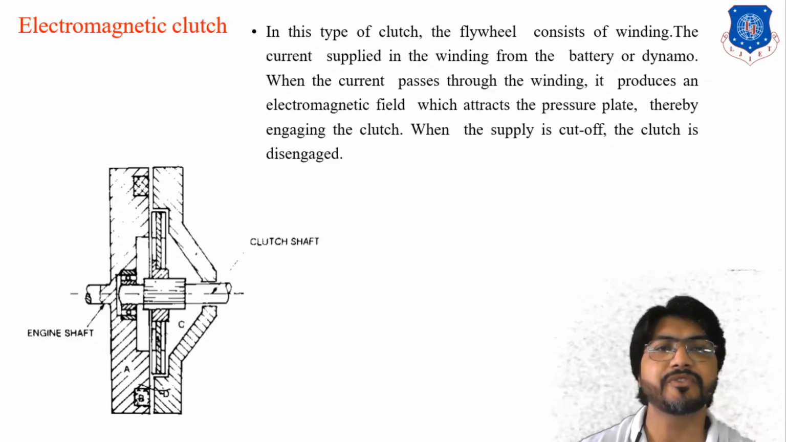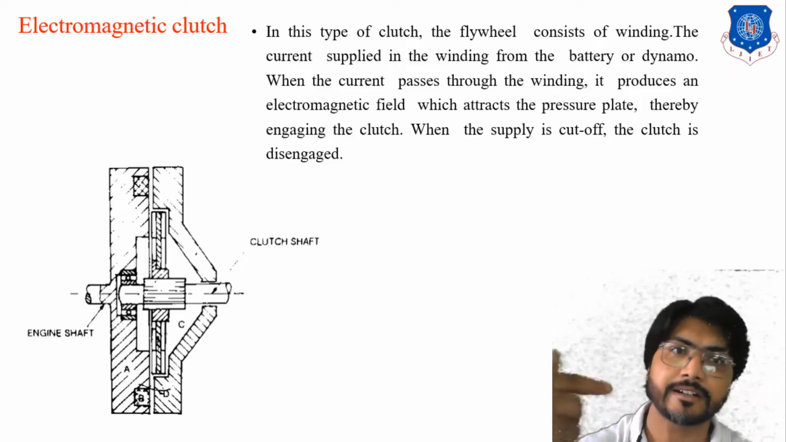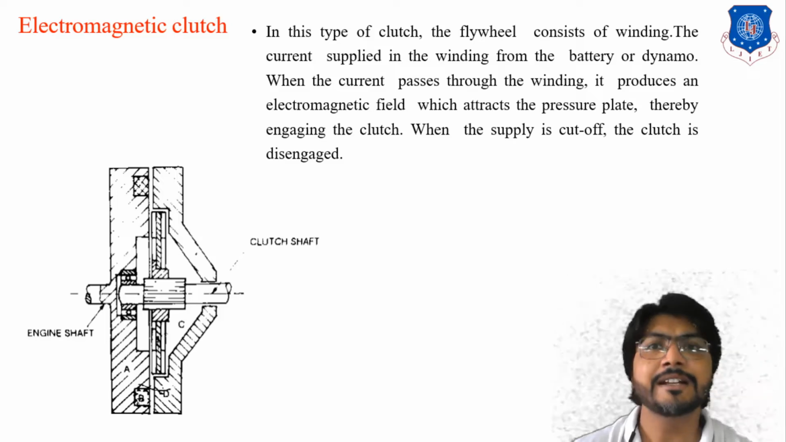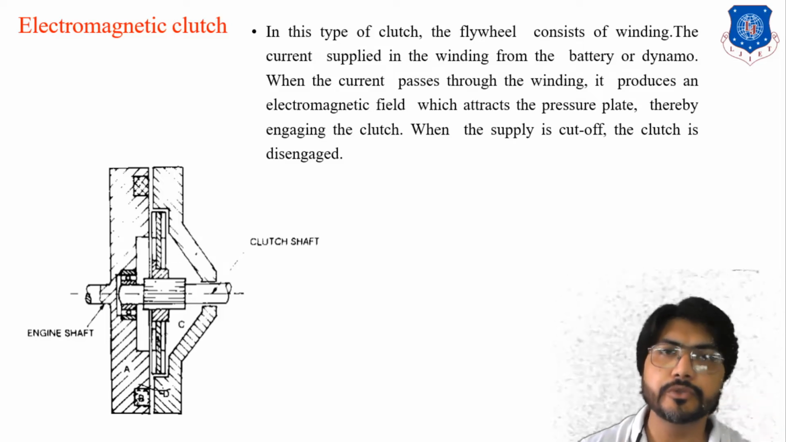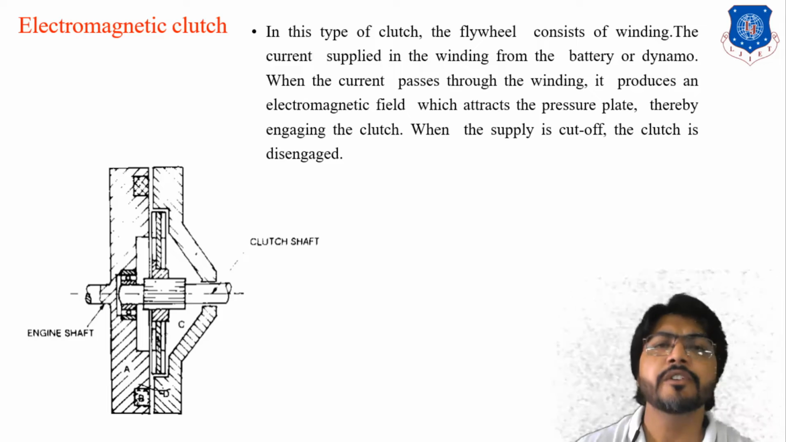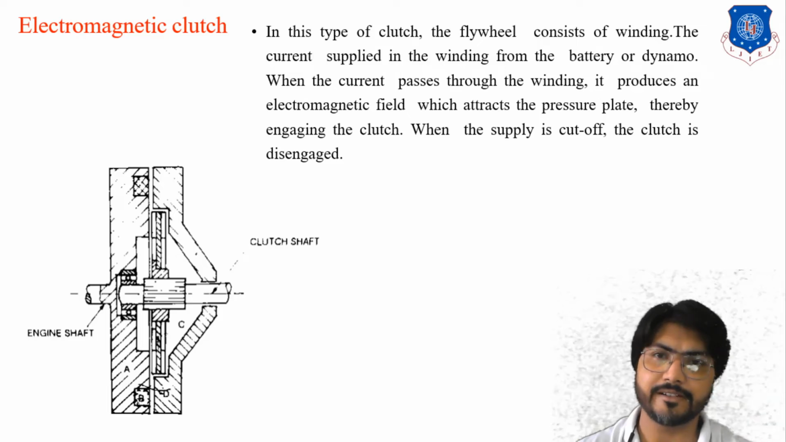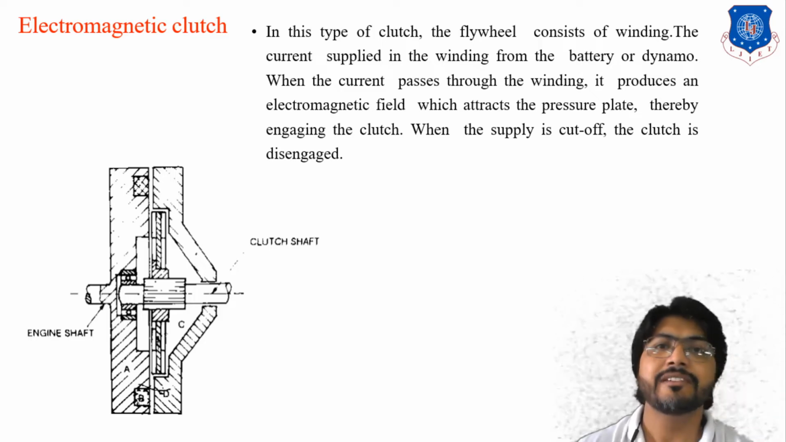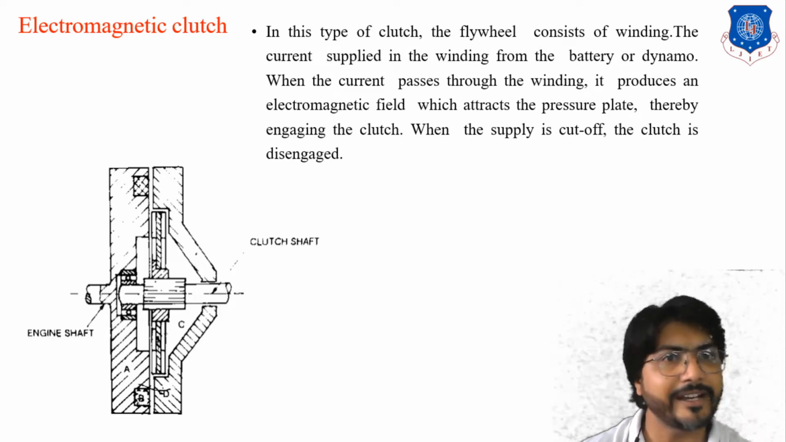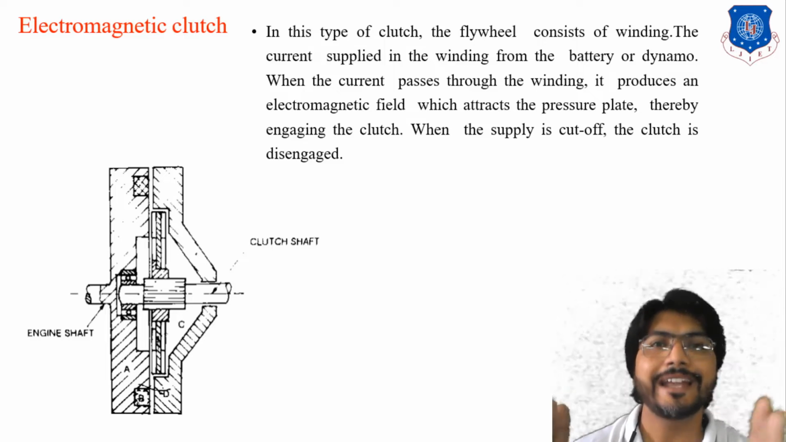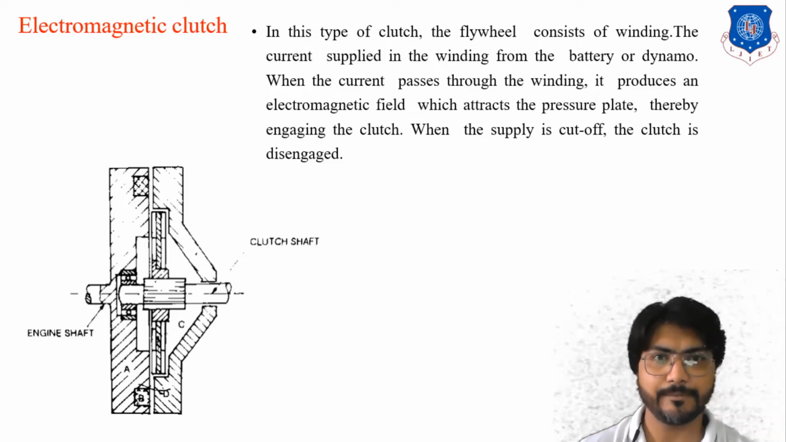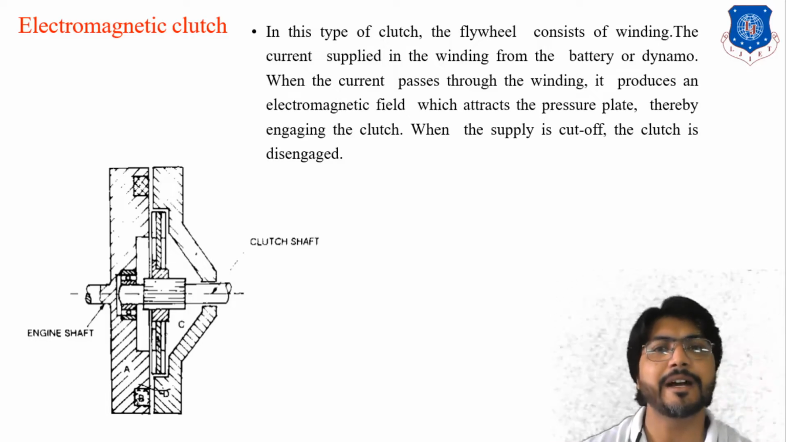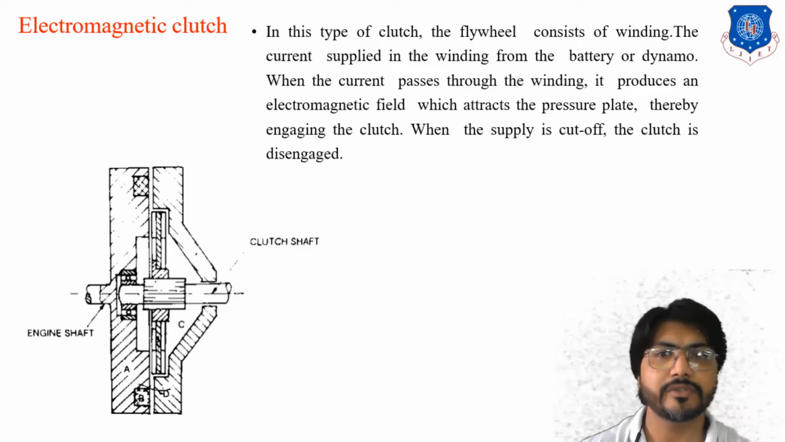Next is the electromagnetic clutch. In this type of clutch, the flywheel carries winding coils, copper coils wound on the flywheel. Current is supplied to the winding from the battery or dynamo. When current passes through this winding, an electromagnetic field is produced, which attracts the pressure plate, thereby engaging the clutch.